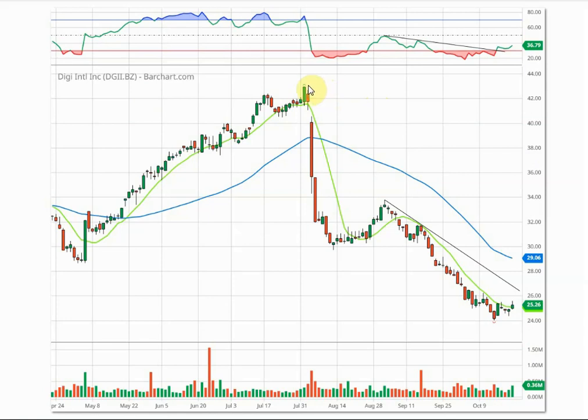This thing had a real problem. Made a nice high back in, what was that, early August, $43. Crashed, came back down. I think we finally may have hit a bottom here at around the $24 level. Just using the 10-day moving average. We do need this. It's still very, very early on for this particular stock. There has to be a lot of movement here for it to break not just this trend line, but also the 50.